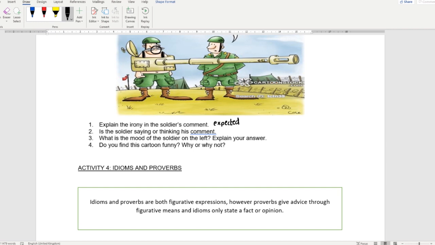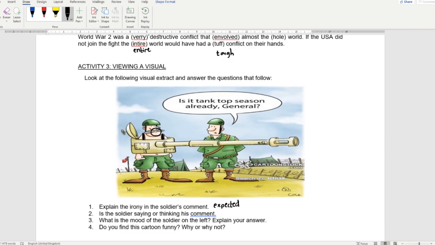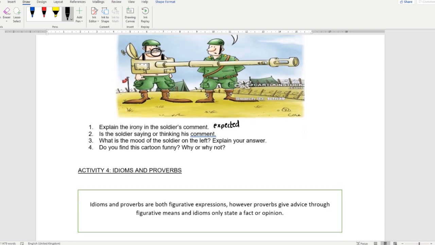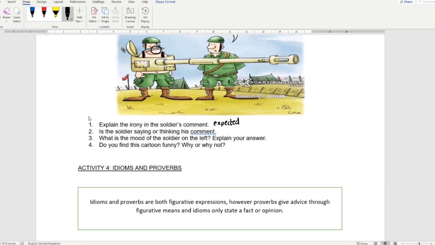2. Is the soldier saying or thinking his comment? And as you can see there, it is a speech bubble. Okay, speech bubbles have this straight line with one arrow with all the words inside a little bubble, and thought bubbles, which are slightly different, have these circular things going towards a big circle which shows you what someone is thinking. That's the difference. So this is a speech bubble.